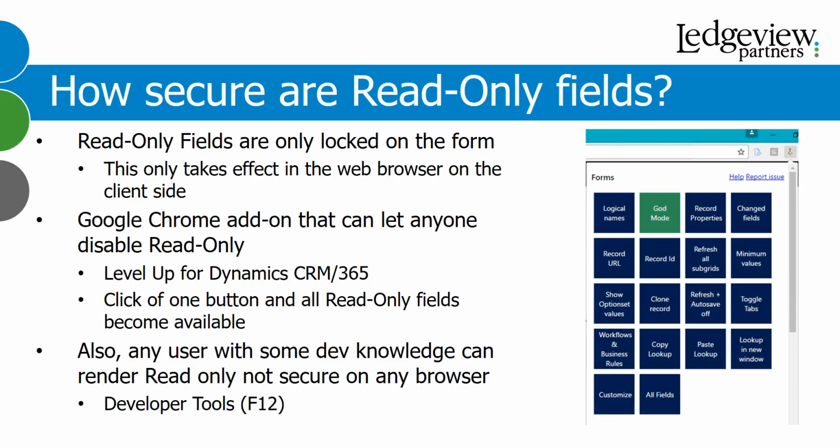Read-only fields are the ones where you lock them down with a simple checkbox from the form section. Now, what this does is it only takes effect in the web browser on the client side. What that essentially means for you admins is that there are tools out there that can simply get around that and open up those read-only fields so your users can actually edit them. One of those add-ons is a Google Chrome add-on called Level Up for Dynamics 365. And I know this sounds cheesy and corny, but with one click of a button called God Mode, and that is exactly what it's called, it renders all read-only fields null and void. They can update those fields.